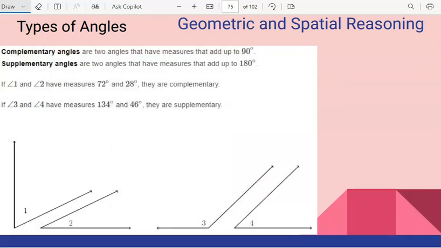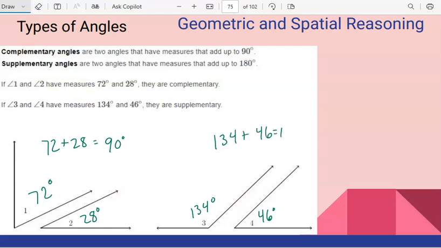Complementary angles are two angles that have measures that add up to 90 degrees. Supplementary angles are two angles that have measures that add up to 180 degrees. If the angle of measure 1 and the angle of measure 2 have measures of 72 degrees and 28 degrees, they are complementary, because 72 plus 28 equals 90 degrees. If angle 3 and angle 4 have measures of 134 degrees and 46 degrees, they are supplementary, because if you add together the two values, they give you 180 degrees.